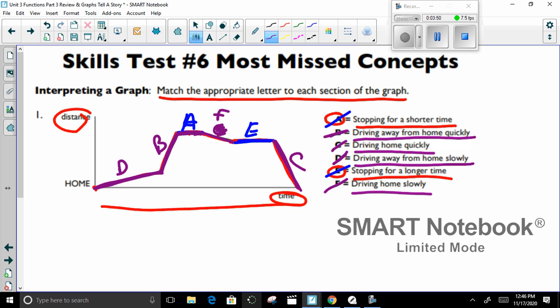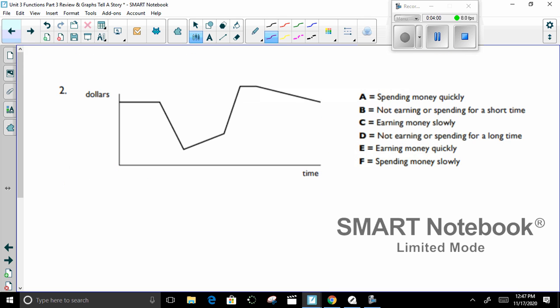Just be very cautious on these. Break them down. Make sure you know what's on the x-axis, make sure you know what's on the y-axis and what they're asking you to tell. All right, so let's look at my x-axis. My x-axis is time, which a lot of times your x-axis will be time. Your y-axis is dollars.